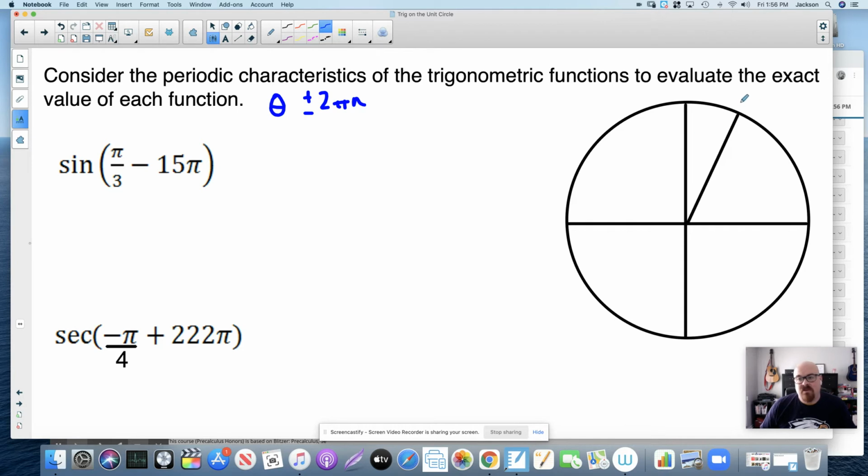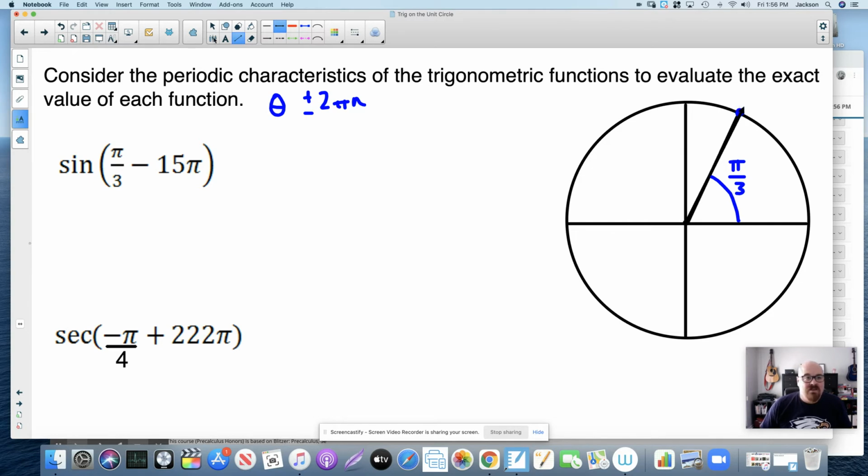So for example, here's pi over 3. This is the angle for pi over 3, a 60-degree angle. It terminates in quadrant 1 in this position. If I add 2 pi to pi over 3, all that does is take the quote-unquote arm of this angle and swing it around one full rotation, and it ends up there.